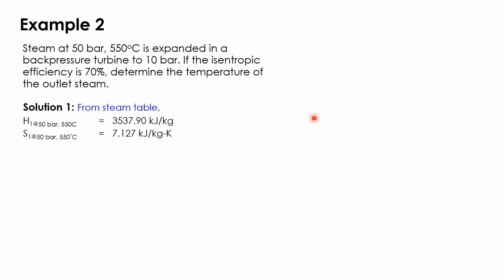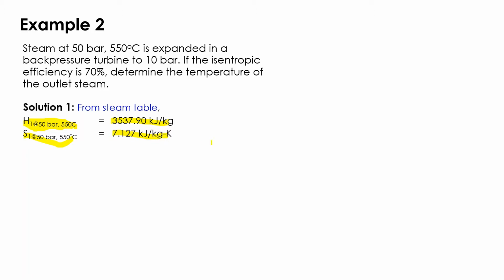First of all, we can simply use the steam table, but we need to find a table for the isentropic change of steam condition. So from the steam table, we can identify the enthalpy of the steam in, which is at 50 bar and 550 degrees Celsius. We find the enthalpy value is this. Then we also check from the table that the entropy at this condition is this value.